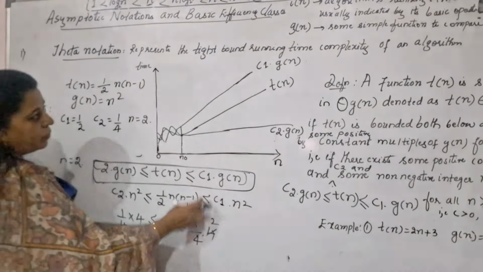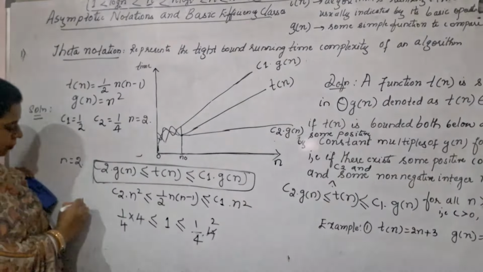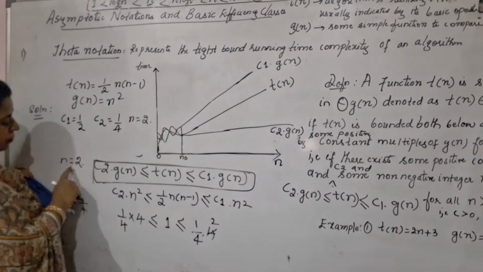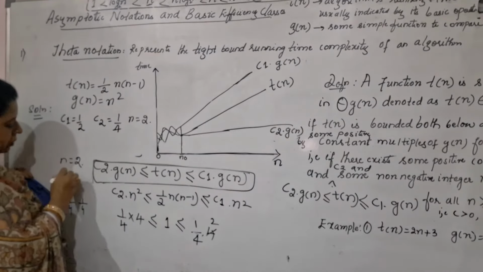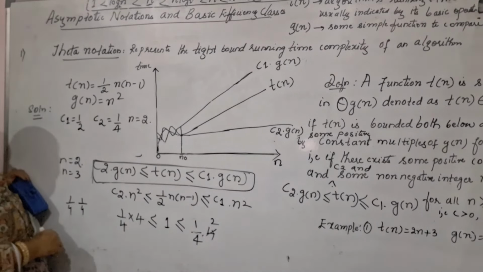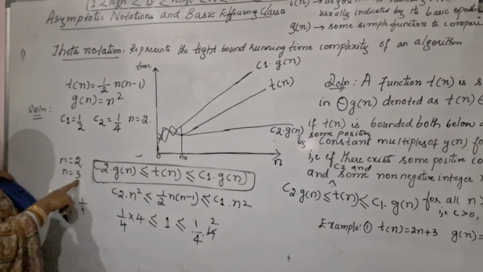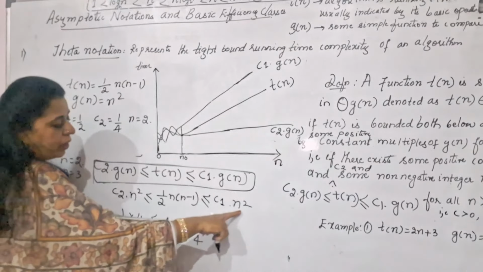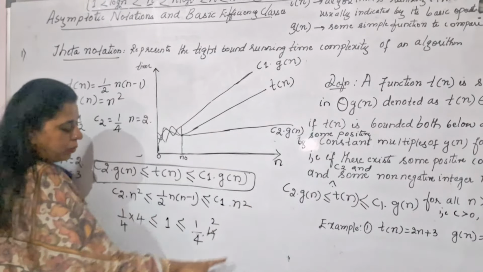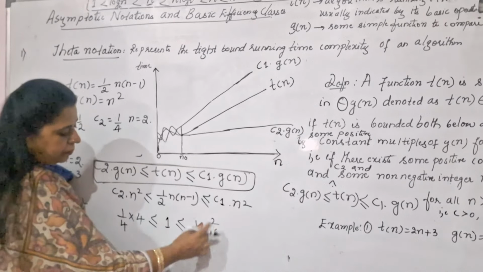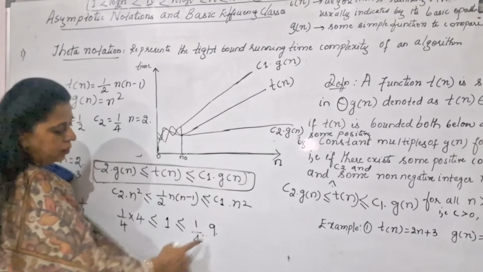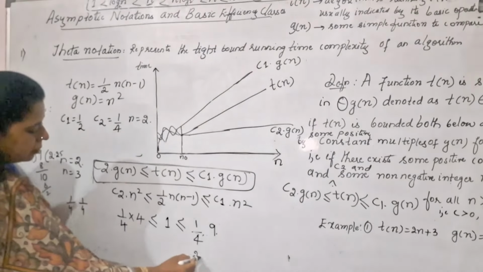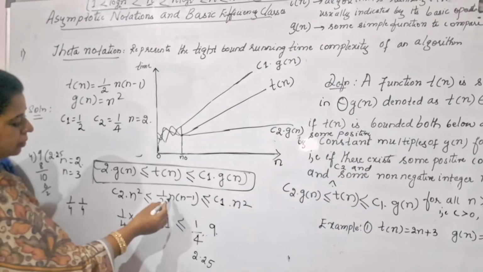See, even if C1 is 1 by 4 and C2 is also 1 by 4, both will hold good for n equal to 2, but we don't know what will happen with n equal to 3. We have to check for n equal to 3 also. Because when you take C equal to 1 by 4 and n equal to 3, 3 to the power of 2 is 9. So you will get 9 by 4, 2.25 is the value on this side.